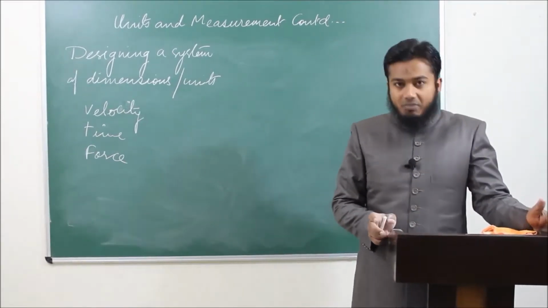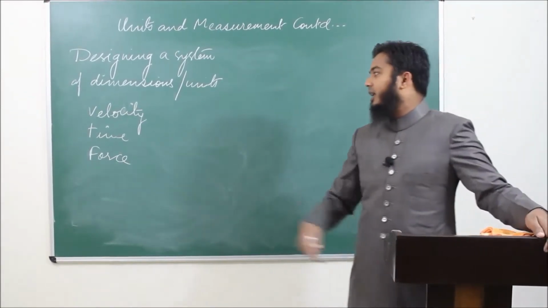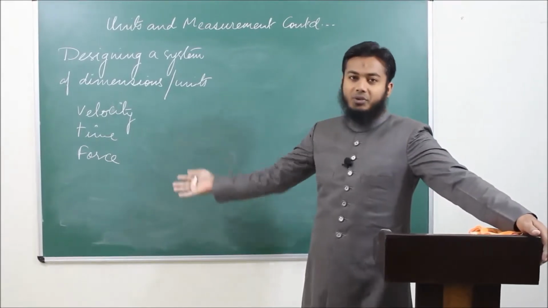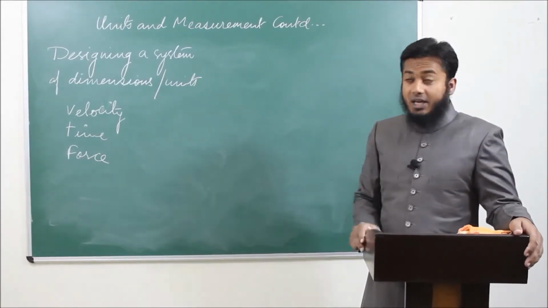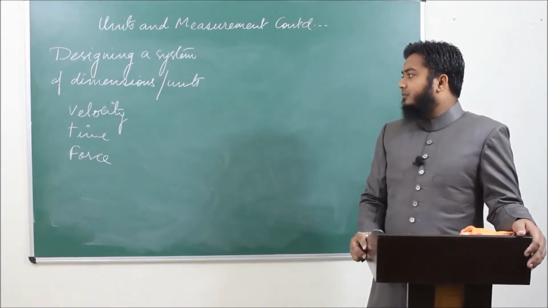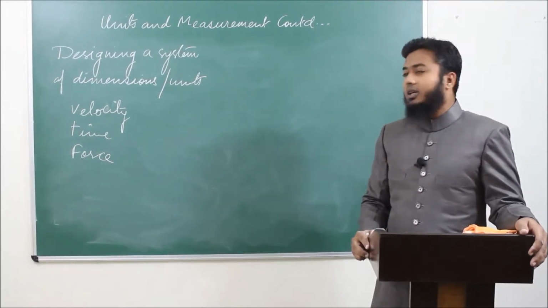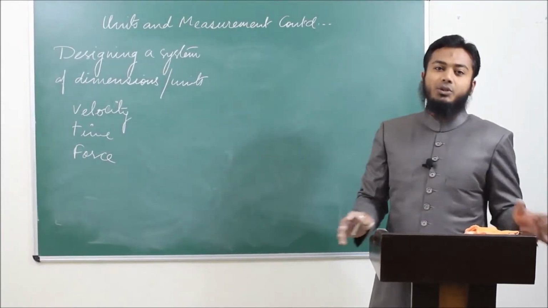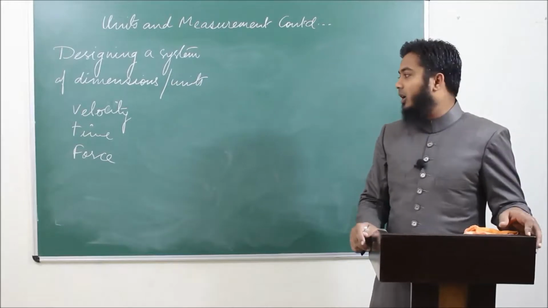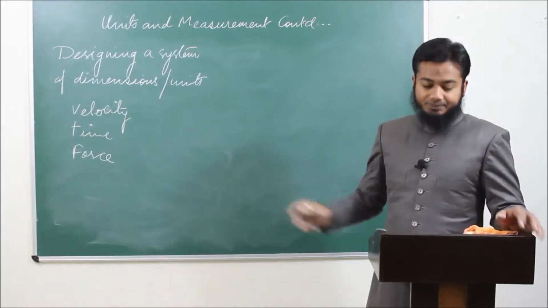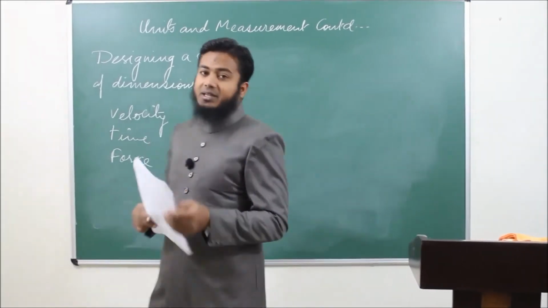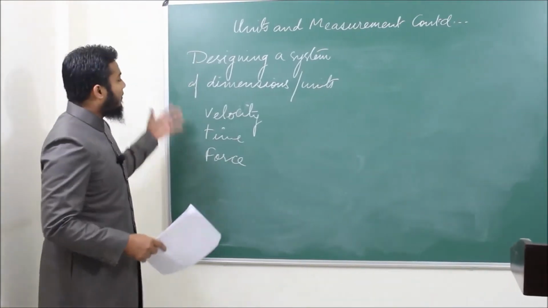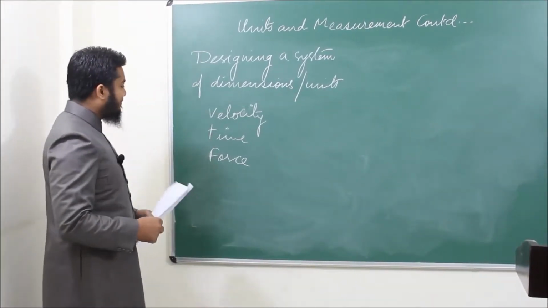In SI system, mass is a base quantity, and we calculate the dimensional formula for velocity, time, and force in terms of mass, length, and time. But now I am deciding that velocity, time, and force will be base units. Then what will be the dimensional formula for mass in such a system? So the dimensional analysis enables us to find such a relation.